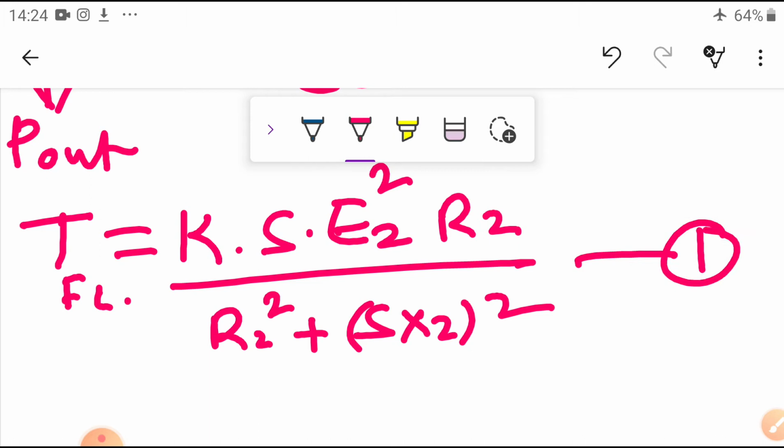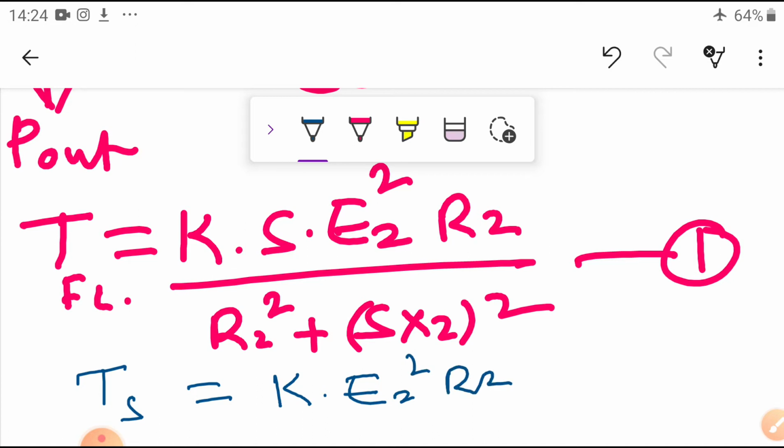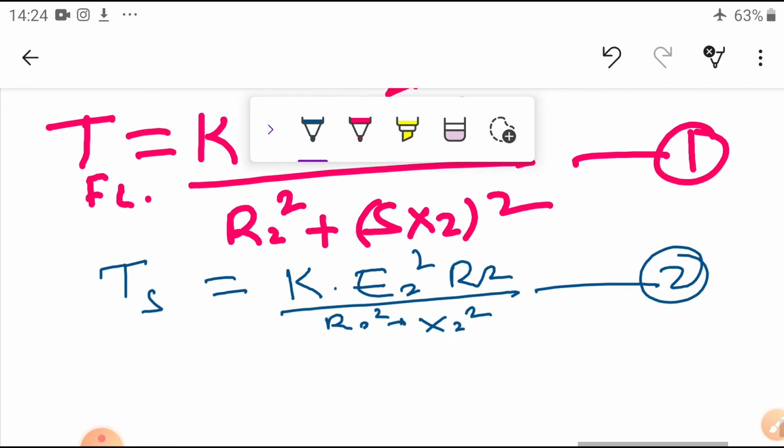Now I want the torque under starting condition. The starting torque is Ts. I can put S equal to 1, so Ts is K into E2 whole square into R2, divided by R2 whole square plus X2 whole square. This is the second equation. This is the full load torque, and this is the starting torque.